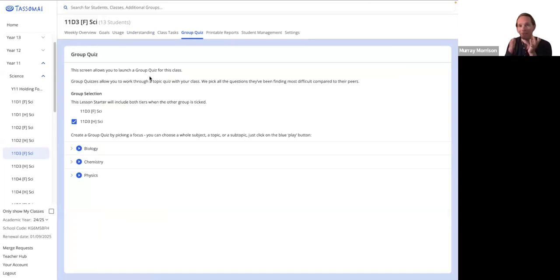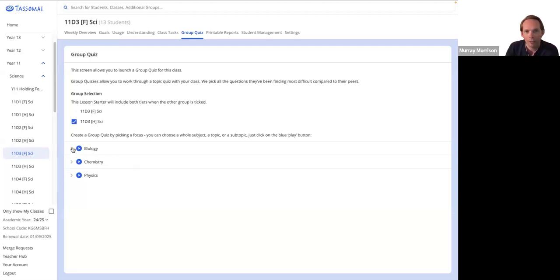Now, 11D3 is a mixed tier class. There are students in that classroom doing higher tier and others doing foundation. So you'll notice here, in that case, it's also including the higher tier students in this group quiz because we're all in the room together. You don't have to, you can exclude them if you want, but we're going to do something with the whole class. So that option there allows you to smush both classes together.